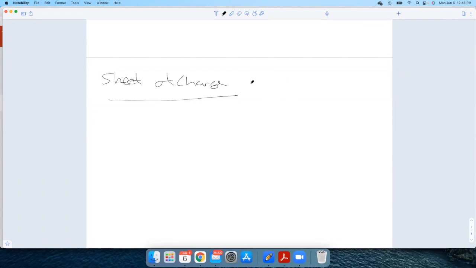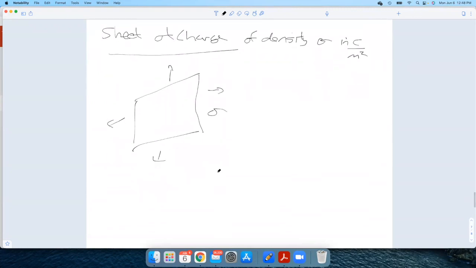So let's say we have a sheet of charge density sigma. This is going to be an area charge density, in coulombs per square meter. So I've got some infinite sheet. This goes on forever. Of charge density sigma. I want to find the electric field some distance away from the sheet. So I'm going to draw a Gaussian surface. I actually have a couple of options here. I want to exploit the symmetry.